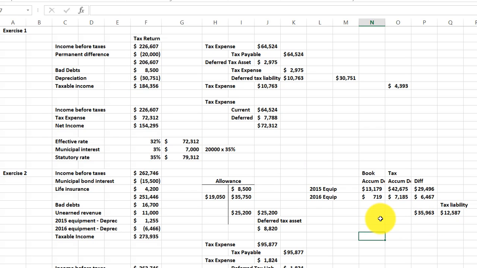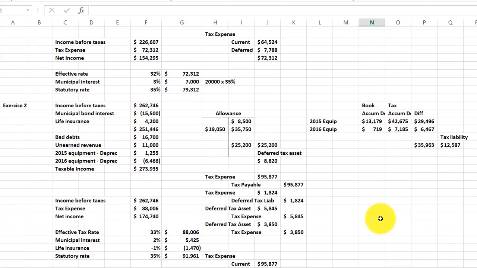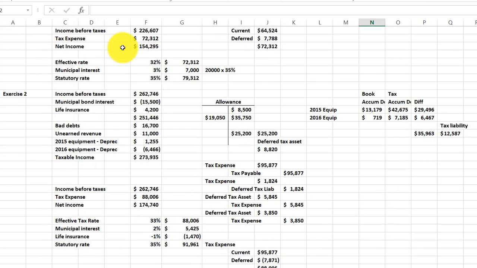If we go to year 2, again, we're tracking the same differences, but we start this time with income before taxes. We subtract the interest on the bonds, add back the life insurance, so two permanent differences. And we're looking again at the difference between bad debts on the tax return and on the income statement. The difference between the write-offs and the amount of the allowance estimated. So always go back to the T account to look at that and see what the difference is.